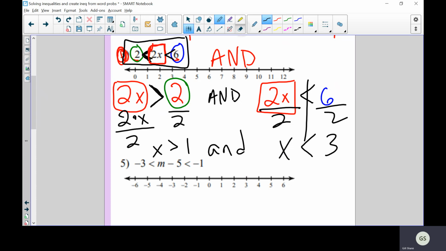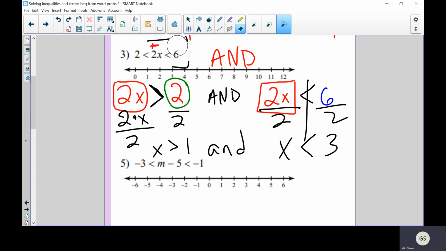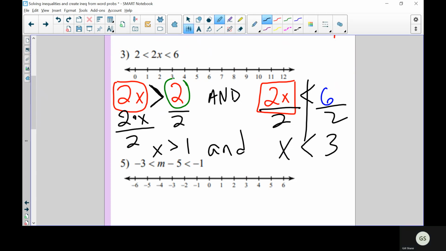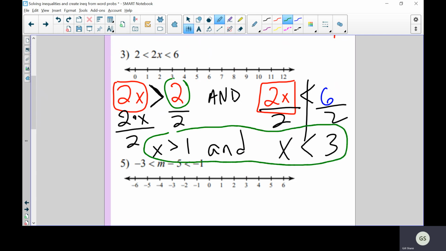I'm going to get rid of some stuff. My final answer for this inequality up here is this statement. x has to be greater than 1, and it has to be less than 3. If you want to graph that out on your own real quick and do the first graph and then the second graph, you can pause it. I'm going to go ahead and just do the final graph so you can compare what it would look like so you can practice graphing.